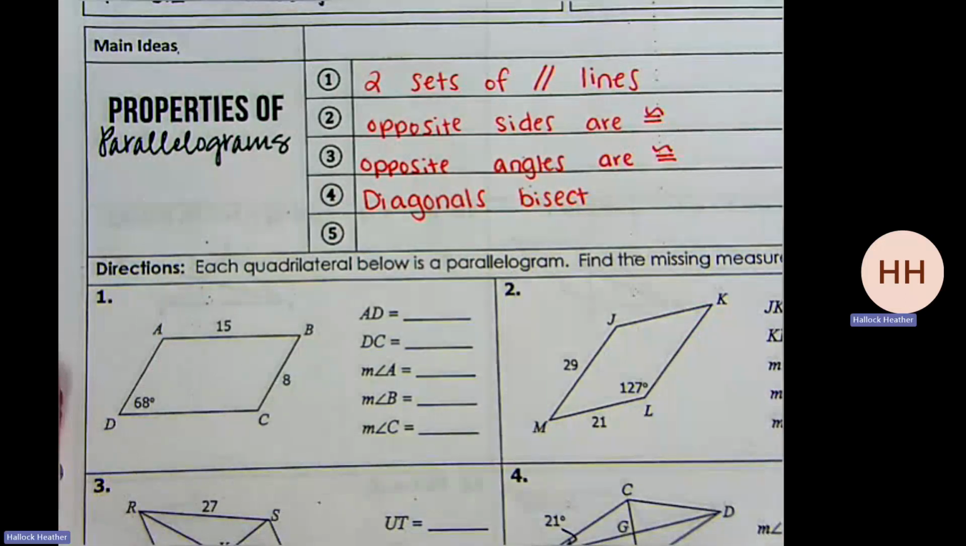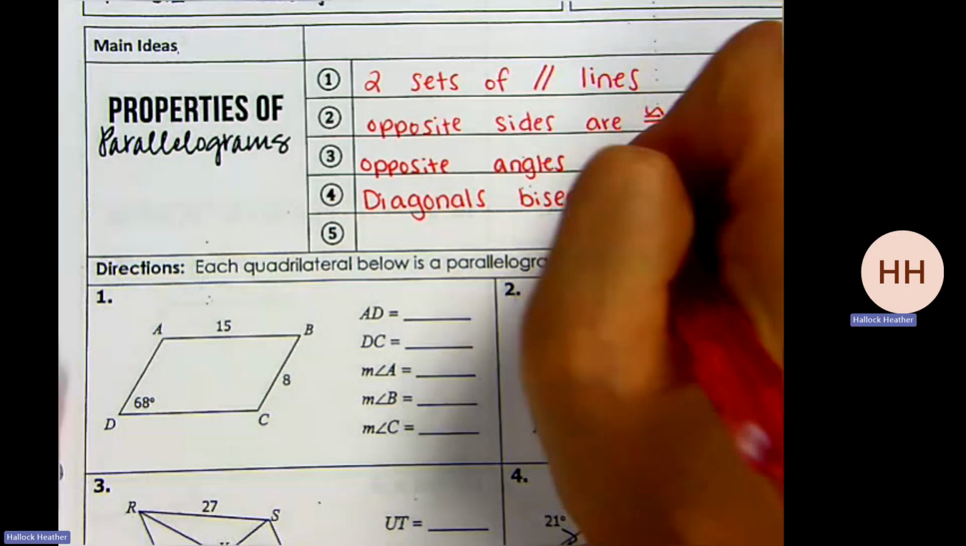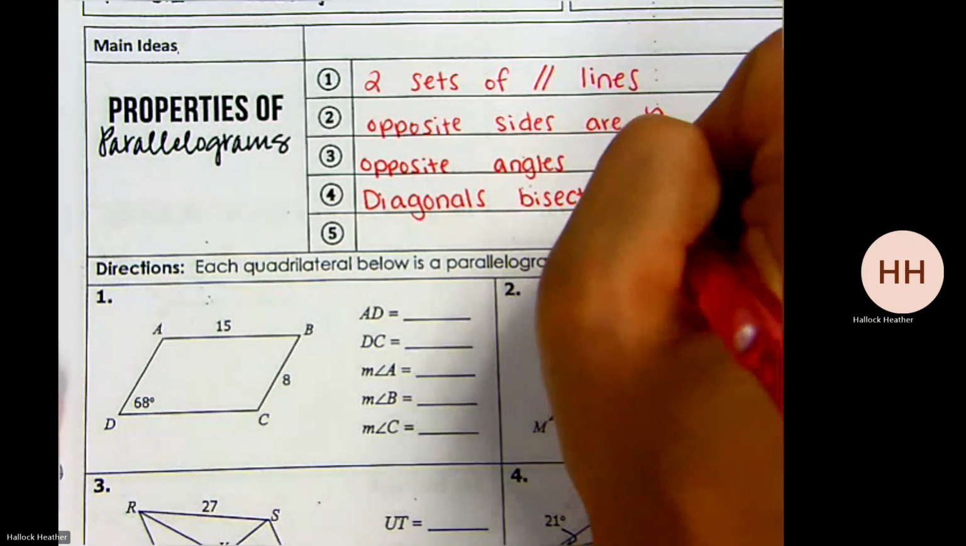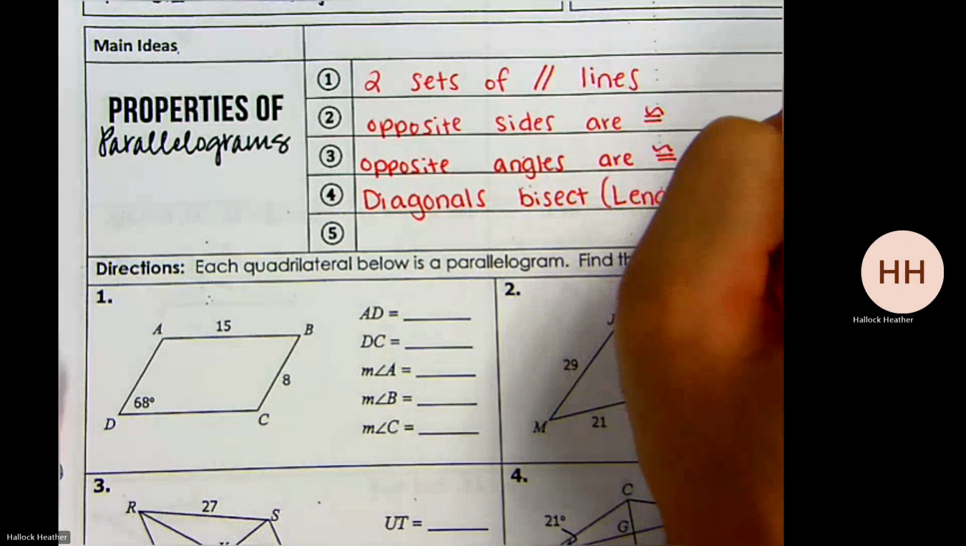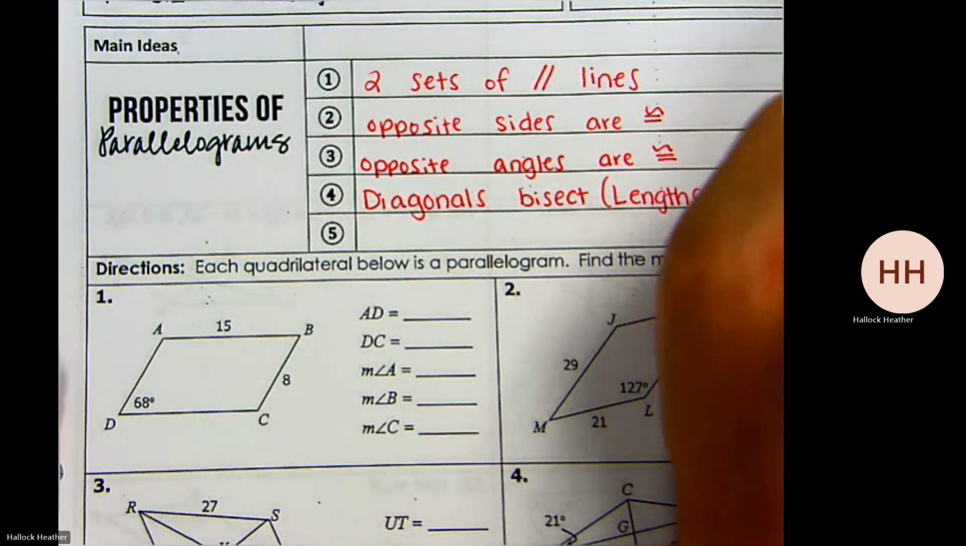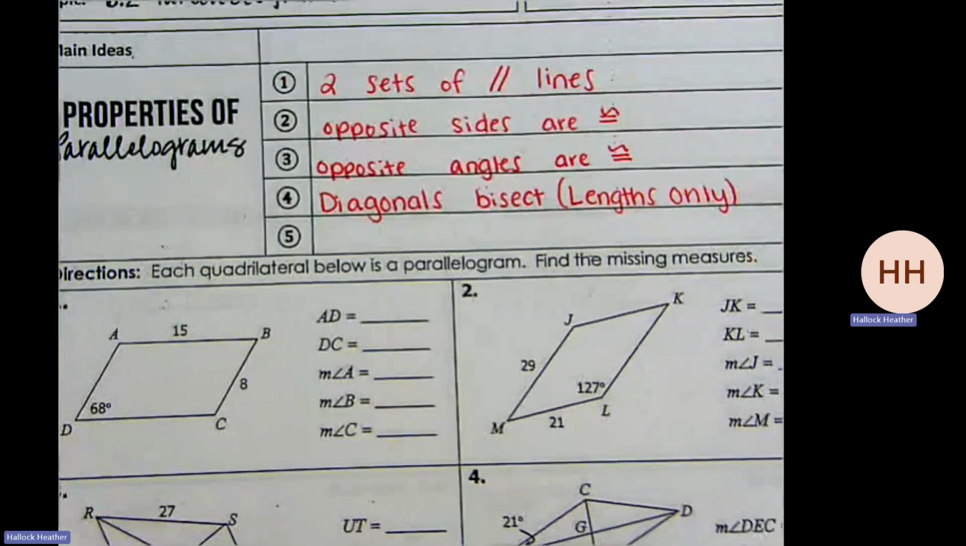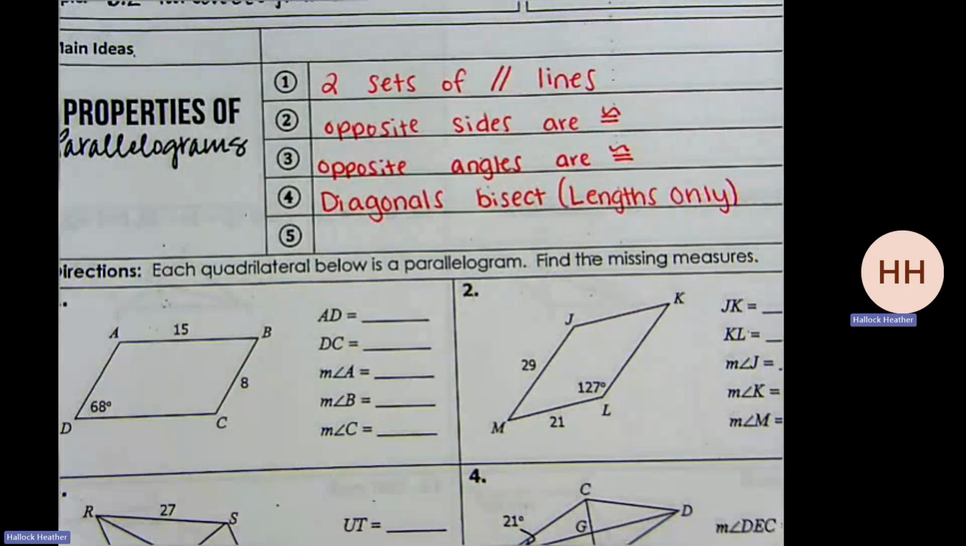and it's not creating an angle bisector. The lengths are bisecting. So only the lengths are bisecting, meaning whenever the diagonals intersect with each other, the diagonals are cutting themselves in half. They're not creating angle bisectors in the corners. So there's no bisecting of angles.